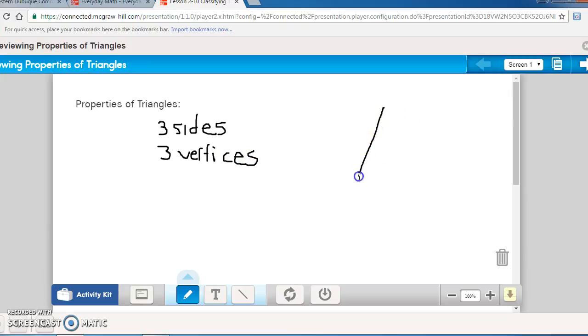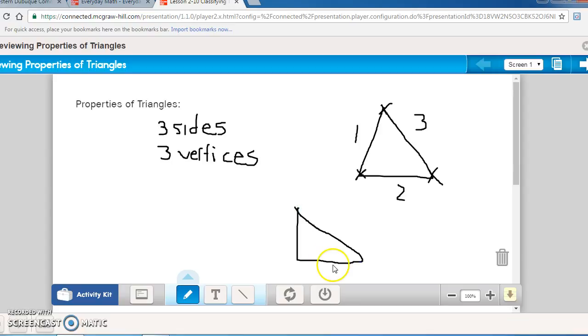I'm going to freehand a triangle here, and by no means is this a perfect one, but it has 3 sides. Side 1, side 2, side 3. It has 3 vertices. This is 1, this is 2, and this is 3. The lengths of a triangle side can vary. I could have an equilateral triangle where all 3 sides are the same. I could have a triangle that looks similar to this, only I'd be using straight lines, that has 1 right angle, so it's a right angle.